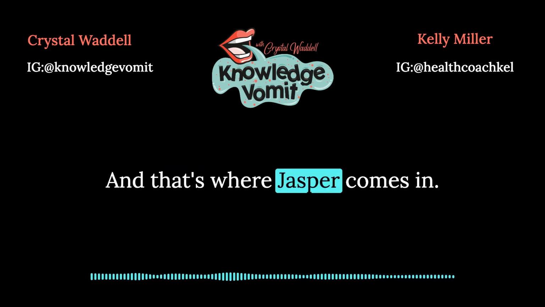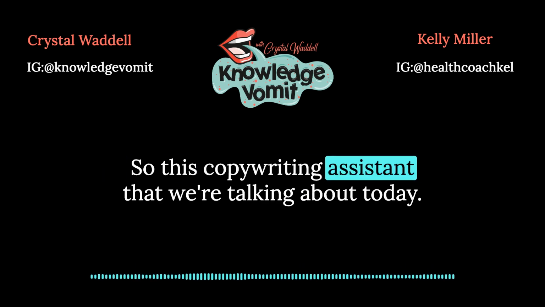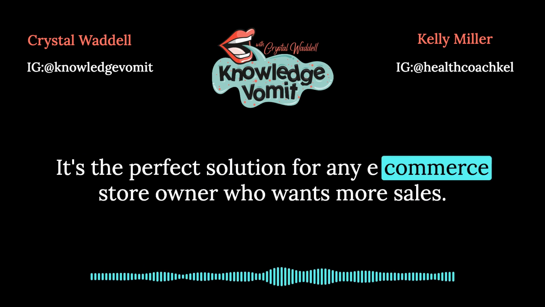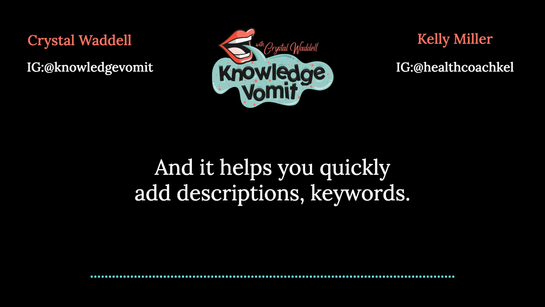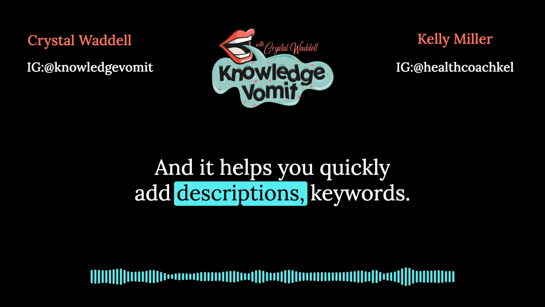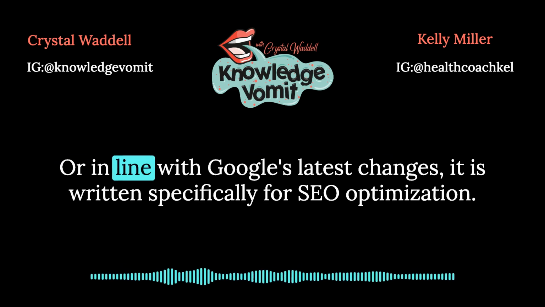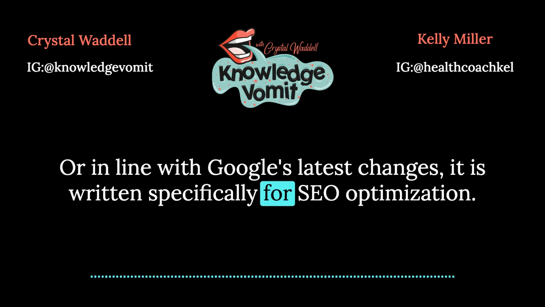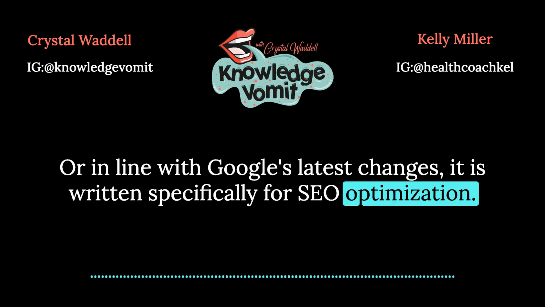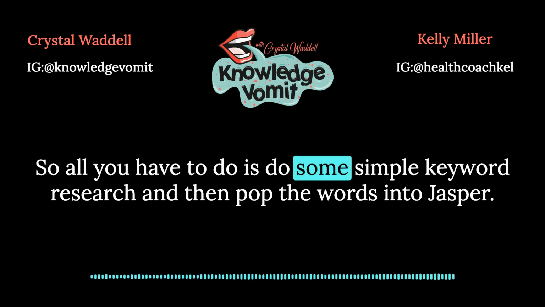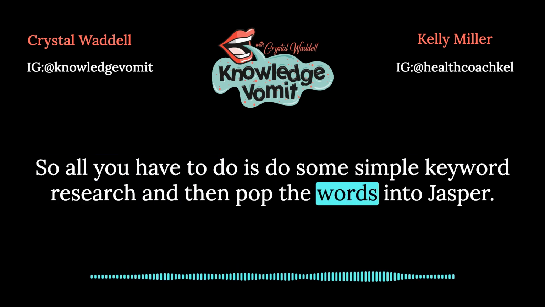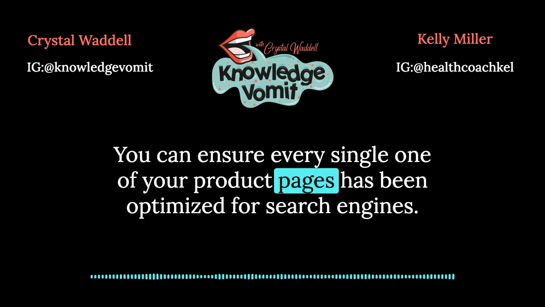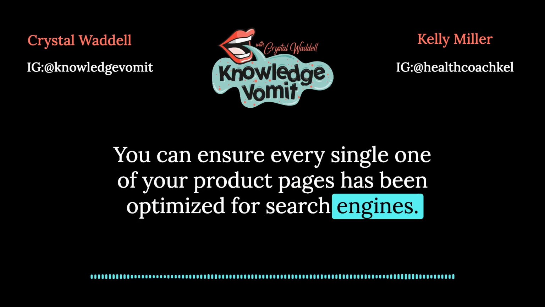And that's where Jasper comes in. So this copywriting assistant that we're talking about today, it's the perfect solution for any e-commerce store owner who wants more sales. And it helps you quickly add descriptions and keywords in line with Google's latest changes. It is written specifically for SEO optimization. So all you have to do is do some simple keyword research and then pop the words into Jasper.ai. You can ensure every single one of your product pages has been optimized for search engines.